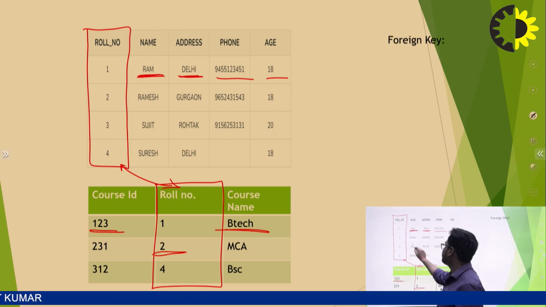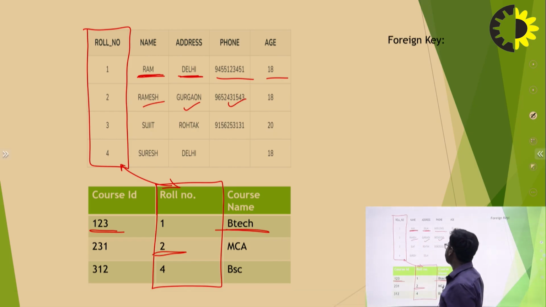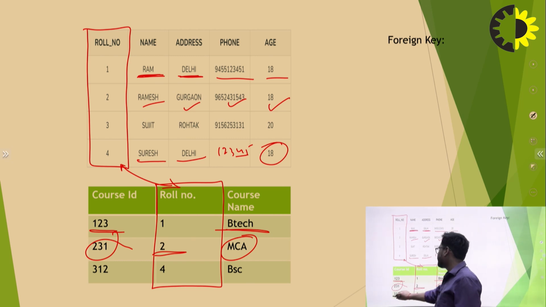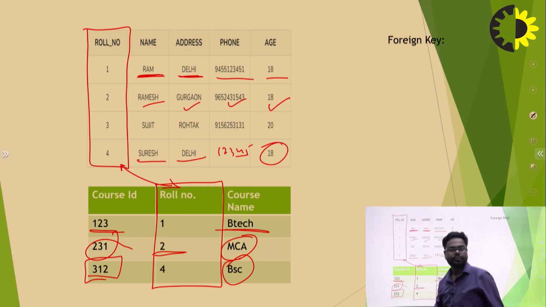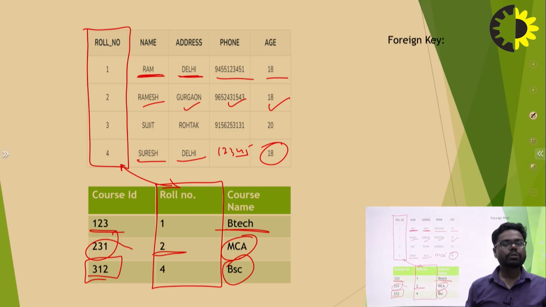Roll number 2, Ramesh, is from Gurgaon, and his phone number and age are given, and the course ID is 231 with MCA. Roll number 4, Suresh, has Delhi; you can put your roll number like 1, 2, 3, 4, 5, and the age, and it is associated with course ID 312 with BSc. So you can use the foreign key like this.